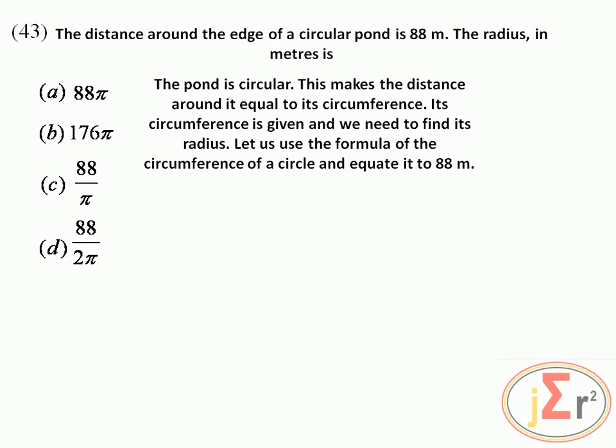Let us use the formula of the circumference of a circle and equate it to 88. We know the formula for the circumference of a circle, which we have just used on the previous slide. So no doubt 2 pi r is equal to 88.